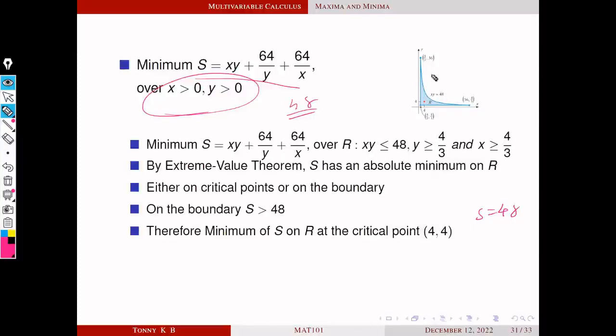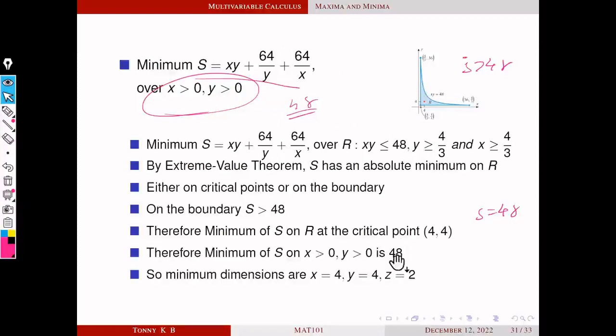Why? Outside this triangular shaped region, we already know that the S value is greater than 48. So that's why we concentrate our attention on this particular closed and bounded region, and in this region the minimum is at (4, 4). So the minimum of this function over the entire unbounded region is also 48.